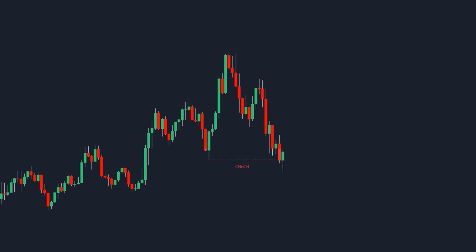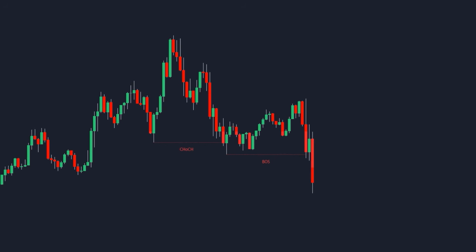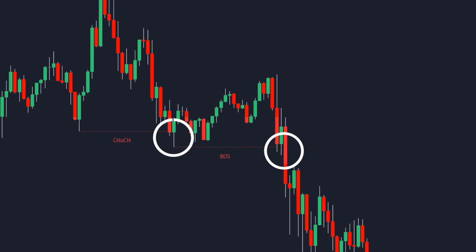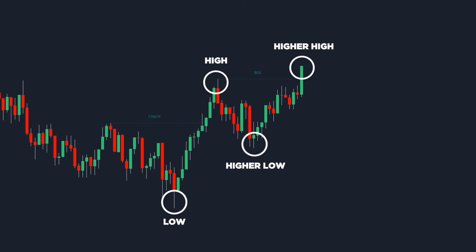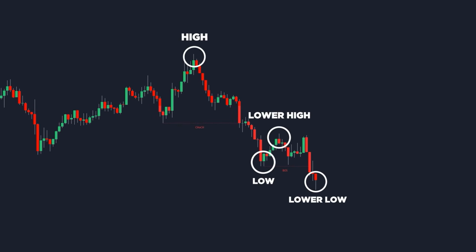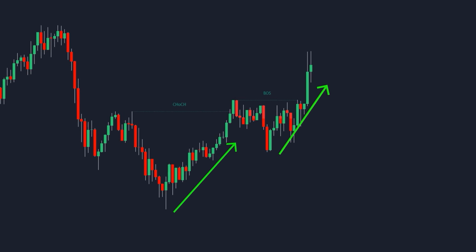But a CHoCH alone doesn't mean the trend has changed completely. That's where a break of structure, or BOS, comes in. A break of structure shows up when price clearly continues a trend by breaking past the previous high or low. In an uptrend, it occurs when price makes higher highs and higher lows. In a downtrend, it happens when price makes lower lows and lower highs. So, a change of character signals a trend shift, and a break of structure confirms the trend.